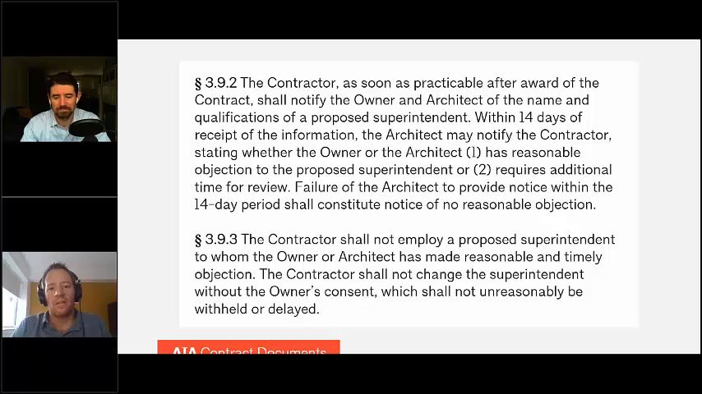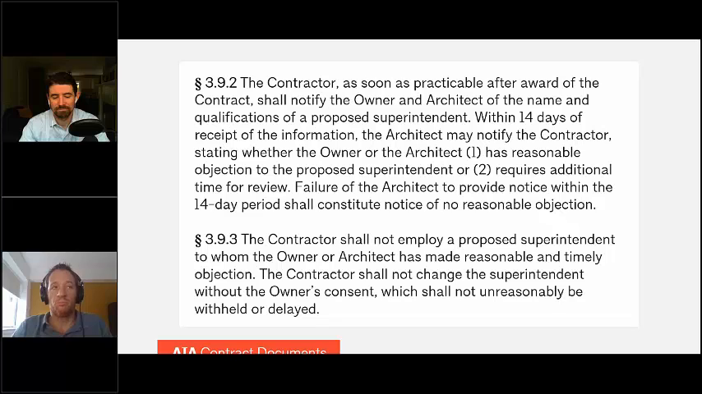Sections 3.9.2 and 3.9.3 further recognize the importance of a qualified superintendent. The contractor is required to provide the owner and architect with a proposed superintendent's qualifications. The owner and architect then have the opportunity to object to the proposed superintendent within 14 days or request additional time to review. It's important to point out here that the failure to respond in either form, however, is deemed as having no reasonable objection. Once a superintendent is in place, the owner has an interest in seeing the superintendent remain on the project until the project is completed.